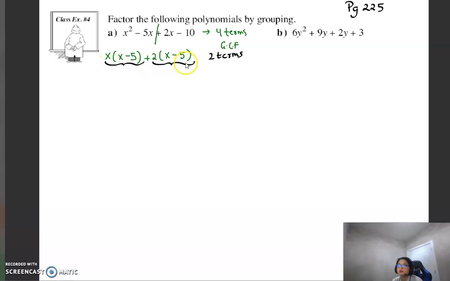And now from these 2 terms, we want to see what our GCF is. The GCF is always the bracket that was created right here. So the GCF between these 2 terms is now going to be x minus 5. If you divide out x minus 5 from this first one, you're left with just an x. And if you divide out from this group, you're left with just a positive 2. So now we went from 4 terms to 2 terms, and now we have 2 factors.